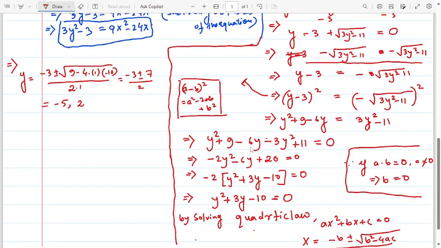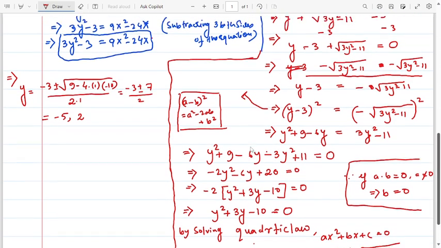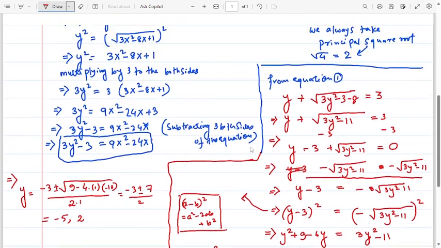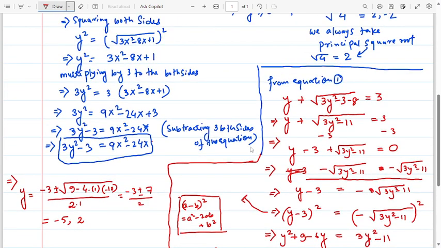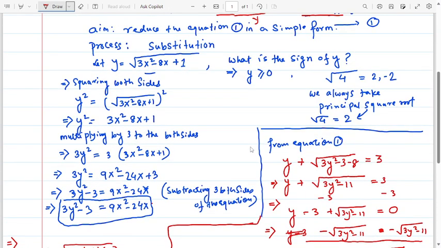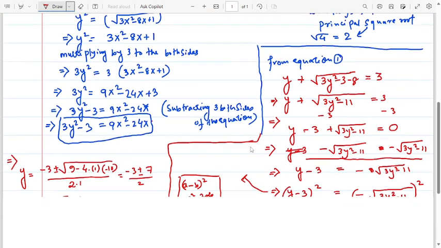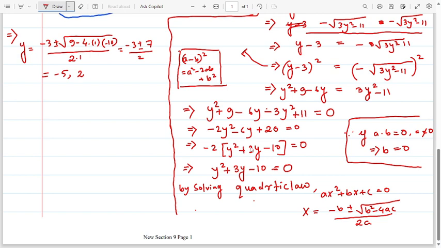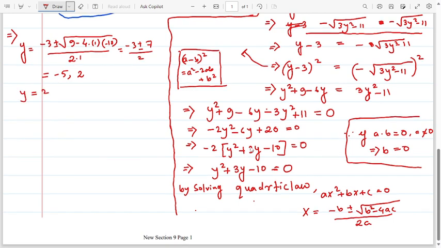So let's go to the initial stage. What we have in the initial stage, you can see we have already said that y will always be greater than or equal to 0. But here we have y, we have two choices. One is minus 5, one is 2. But we will not consider minus 5 because we have already said that y should be greater than or equal to 0. So that's why y equals 2.